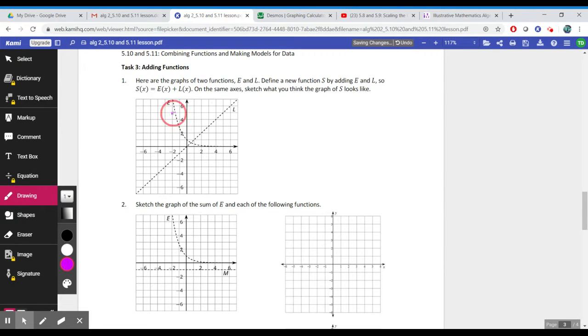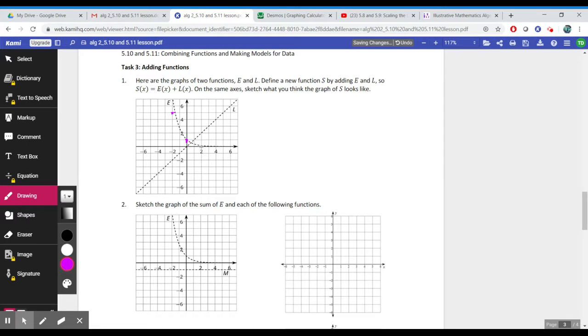I'm going to do the same thing for several other values of X. And I'm going to see if I can get an idea for what that sum graph might look like. So let's just try 0 for one of our other values. I can see that L is at 0, E is at +1. 0 plus +1 is still just +1. So my output will be right there at 1.